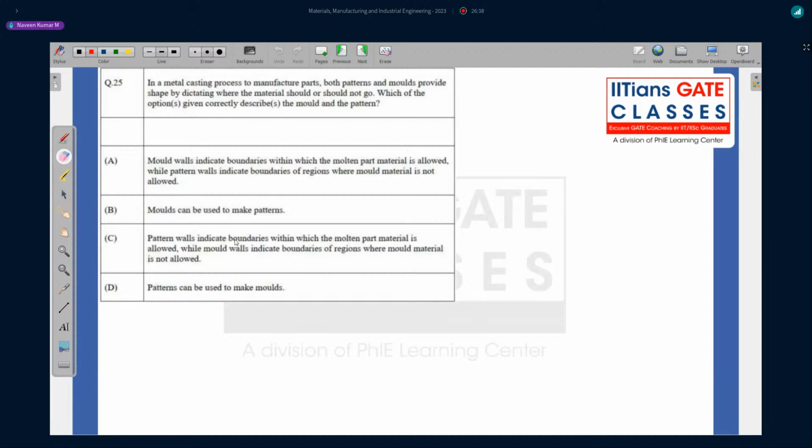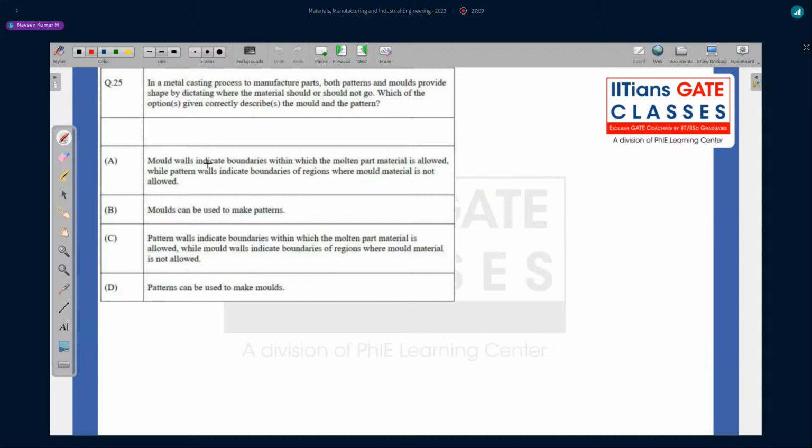This is from casting. In a metal casting process, to manufacture parts, both patterns and mold provide shape by indicating where material should not go. Okay, they are saying some statement about where the material should go and where it should not go. Which one of the following options correctly describes the mold and the pattern? So we'll see which one of the following is correct.